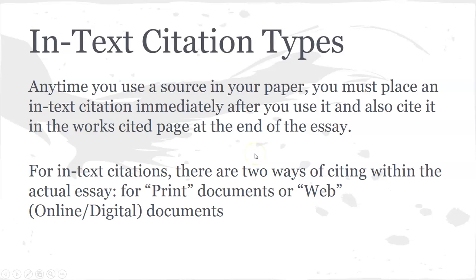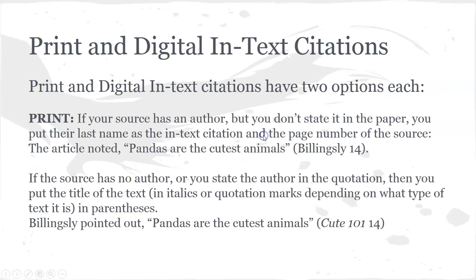The good news about in-text citations, people sometimes think that they're really hard or confusing. They're not. You really only have two options. You have print sources and web sources. So you either have tangible physical documents or you have documents you found online. So those are the only two types of documents you're dealing with. And with in-text citations, you just pick which type of document you're using, and then you just kind of follow this formula. So with a print source, you have a couple of options.